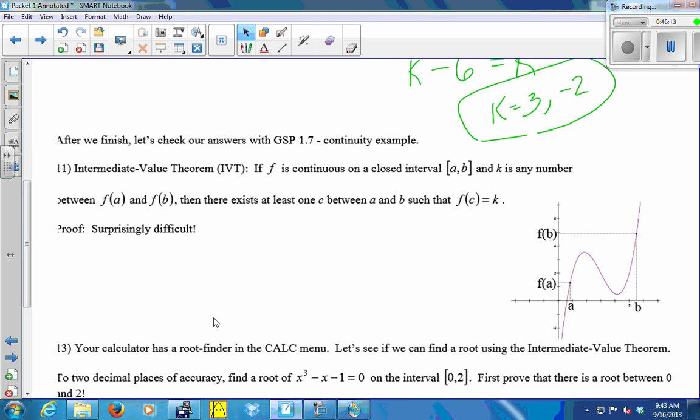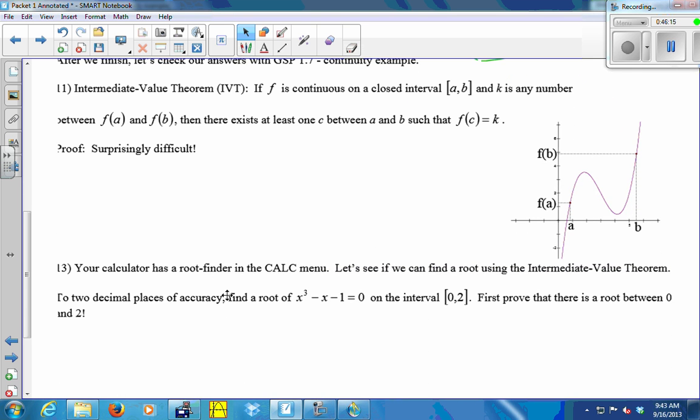All right, last thing. The intermediate value theorem. The intermediate value theorem says that if f is continuous on a closed interval a to b, so that means on an interval from a to b, including the endpoints a and b, and k is any y value, any number between f of a and f of b, then there exists at least one c between a and b such that f of c equals k. So if I draw a picture, this theorem becomes like, well, duh, right?